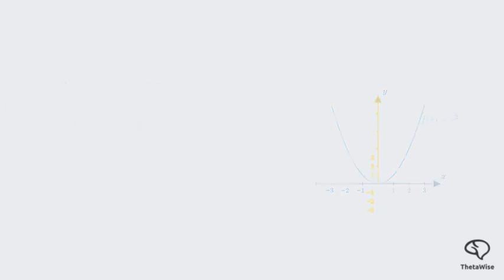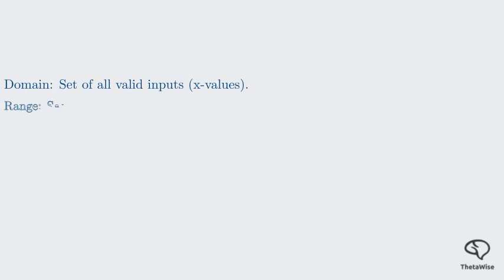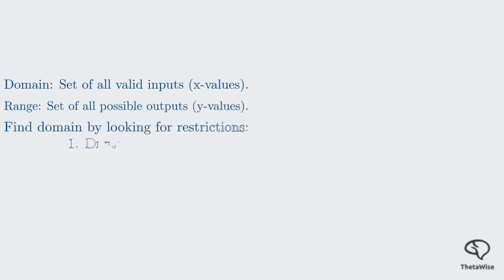So to recap, the domain is the set of all valid inputs, and the range is the set of all possible outputs. We find the domain by looking for restrictions like division by zero or square roots of negative numbers. Now let's explore some important properties that classify functions. We'll start with injectivity and surjectivity.